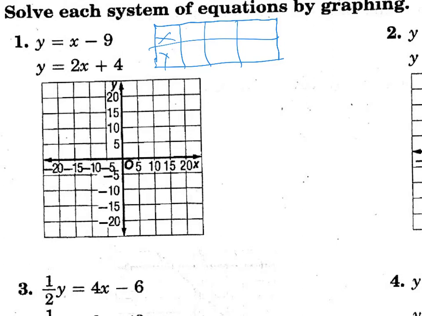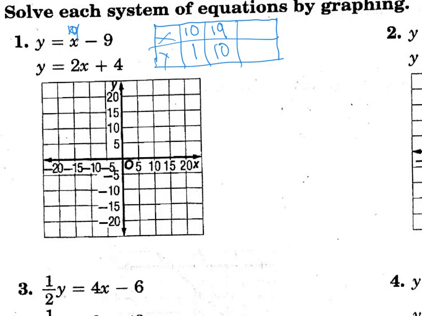So for that top one, y equals x minus 9, okay? And so let's do some x values that'll give us some nice numbers. So like, for instance, if I put 10 for x, y equals x minus 9. So if I put 10 here, I'm going to get 1, right? Okay. What if I put like 19 for x, right? So if I put 19 here, 19 minus 9 is 10, right?